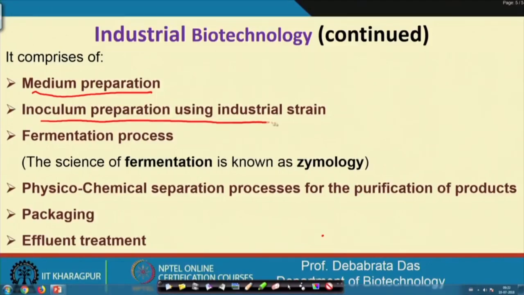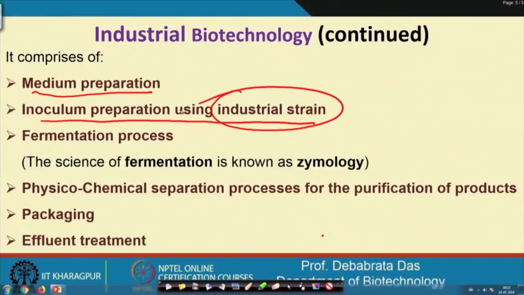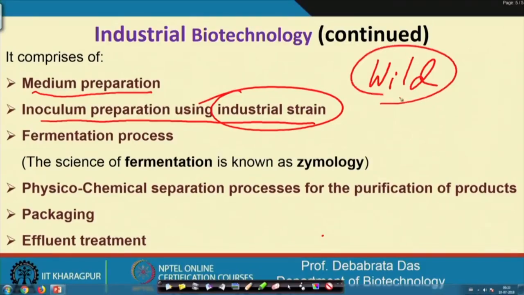Second is the inoculum preparation using the industrial strain. The term industrial strain is very important. We know there are two types of organisms. One is called wild strain, and the other we call industrial strain. Wild strain means the organism which we isolate from the soil, because it is naturally available. But when you go for the industrial strain, it is produced for the industrial purpose. And the strain has different characteristics. One important characteristic is that it should be genetically stable, because we use the same organism in different batches, so productivity of the system should not be hampered. If your biochemical characteristics remain the same, then the productivity of the system mostly remains constant.